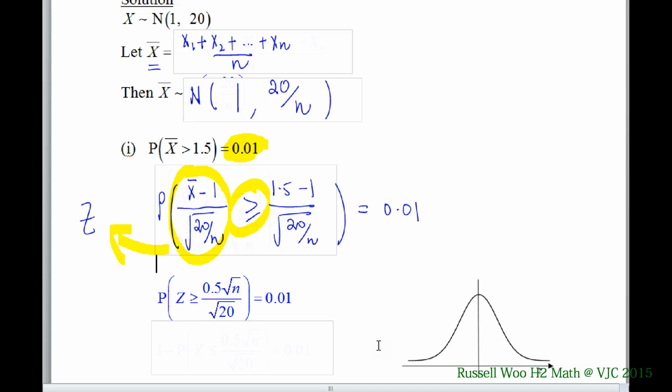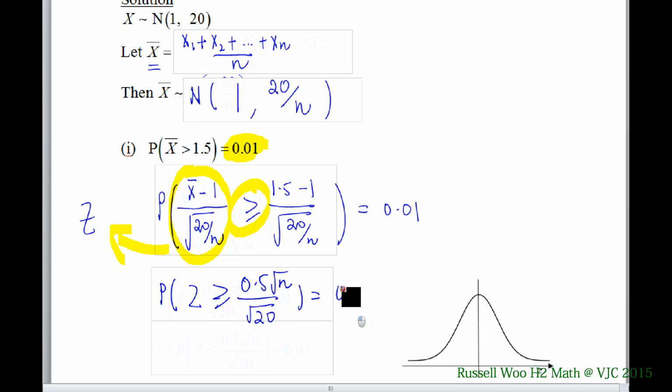Wait. All okay? Wait, one more time. This one is probability. This is z, right? What is 1.5 minus 1? It is 0.5. Then you have your square root 20, divide by root n, the root n bring up. Can? Good?